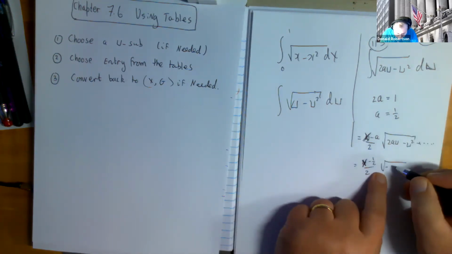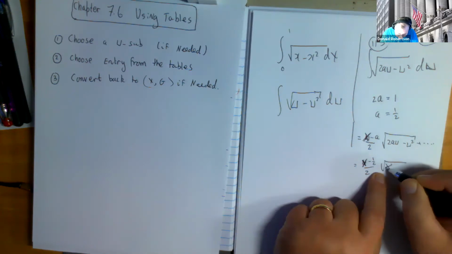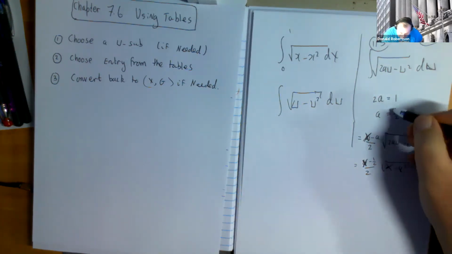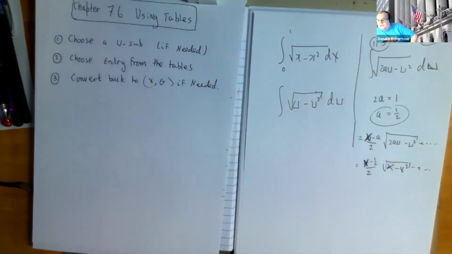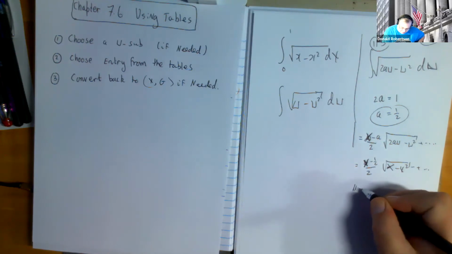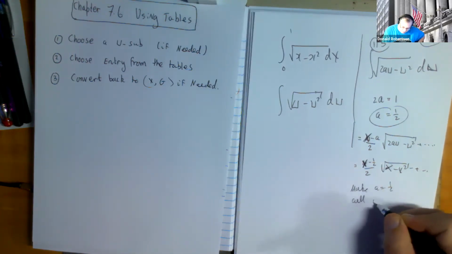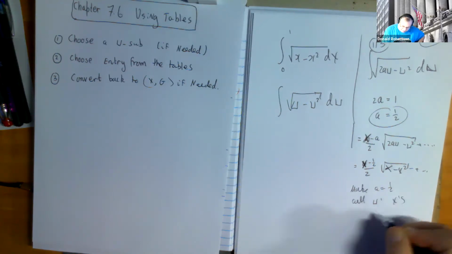Then you've got 2ax, which gets you an x minus an x squared, and off you go. I mean, the key was just to realise that A is a half and call all the u's x's. So make A equals a half, call all the u's x's, and you're done.